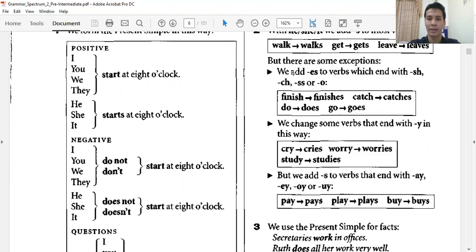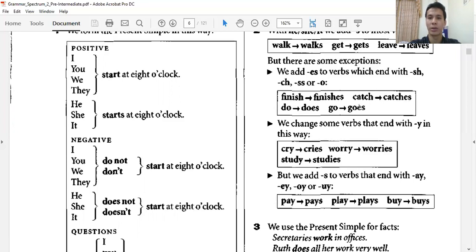For example, we add es to verbs which end with sh, ch, ss, or o. Ss or double s is okay. For example, finish, this verb ends with sh, right? We change to finishes. We just add es. Catch ends with ch, we change to catches. Do ends with o, we add es, becomes does. Go also becomes goes. Okay.